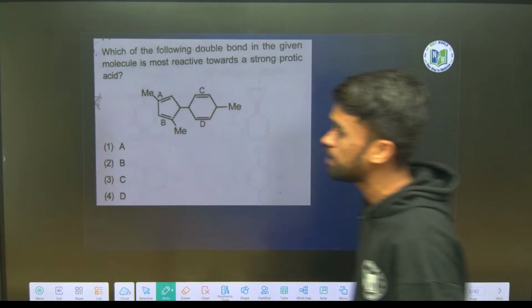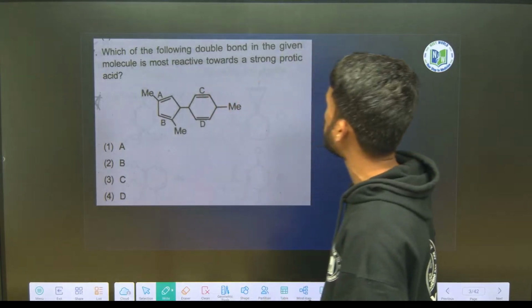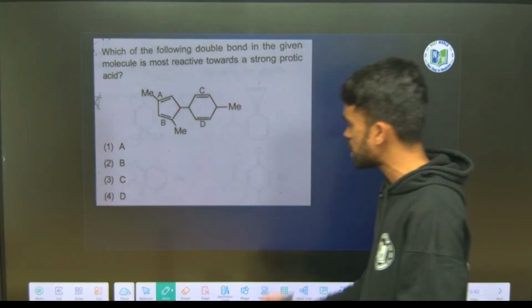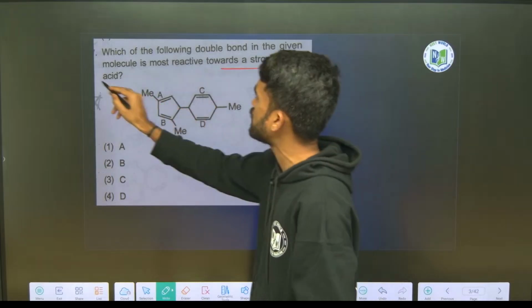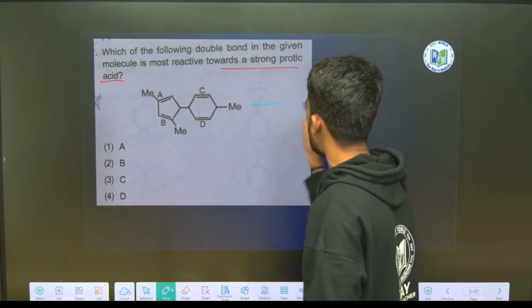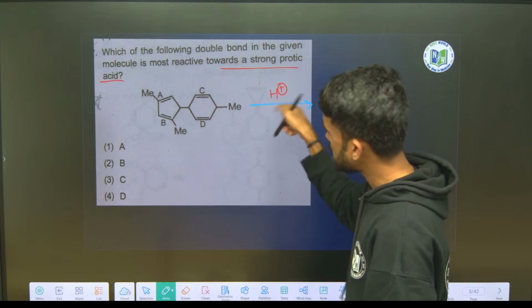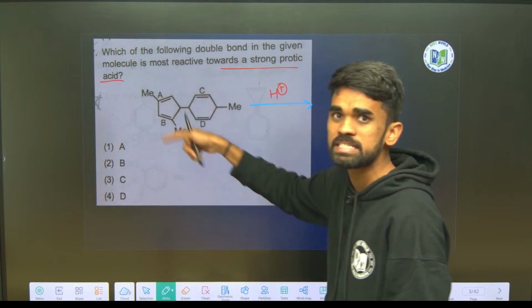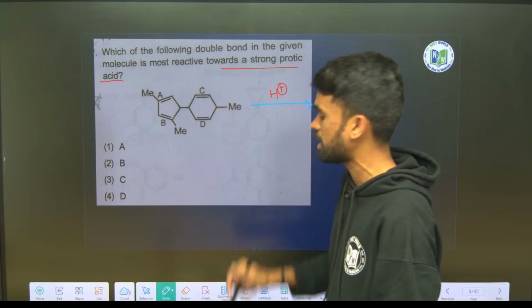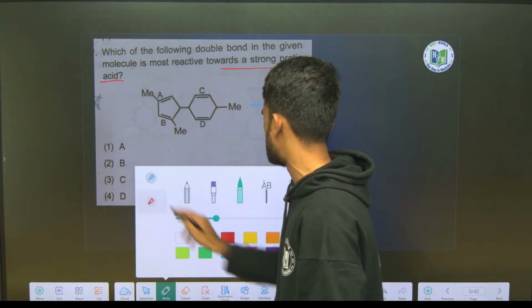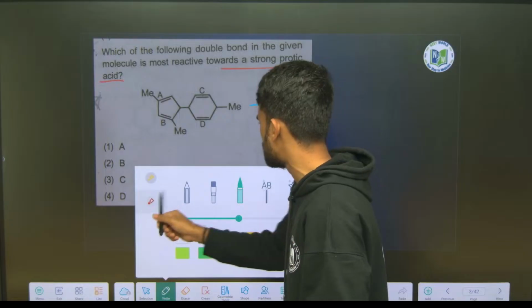The first question here is: which of the following double bonds in the given molecule is most reactive towards a strong protic acid? Just take this particular molecule and treat it with H plus ion. This H plus ion is added to which of these reactive sites A, B, C? We need to identify that. It is very easy, just look at the concept.